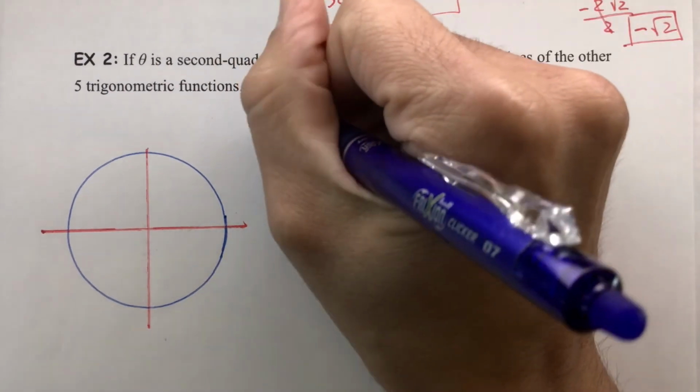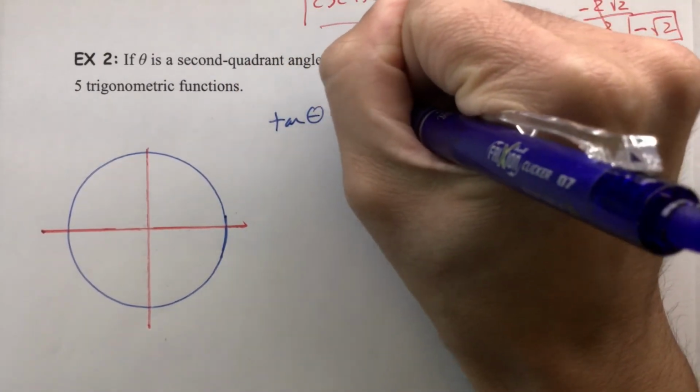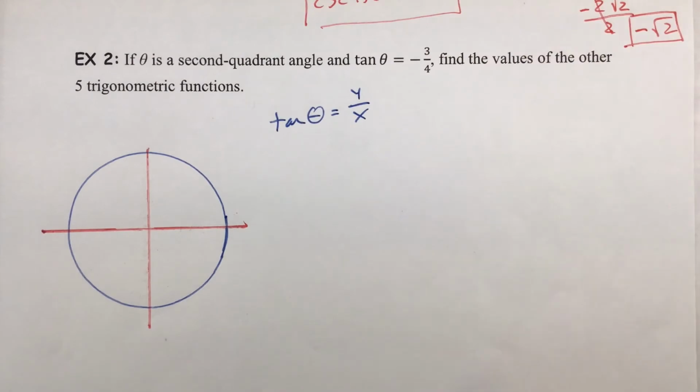Okay, let's think about the definition of tangent first. The tangent of theta is equal to the y value divided by the x value.